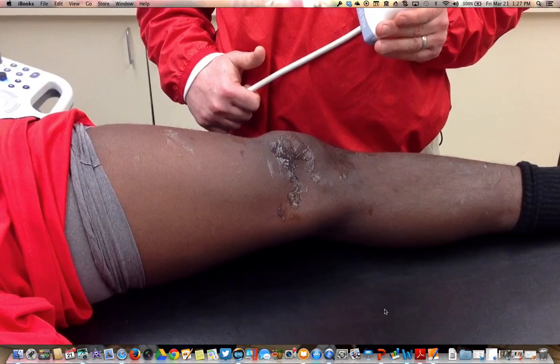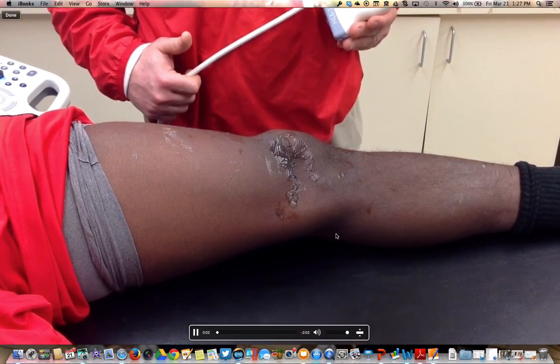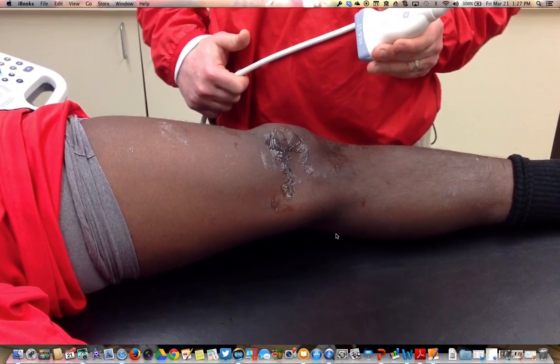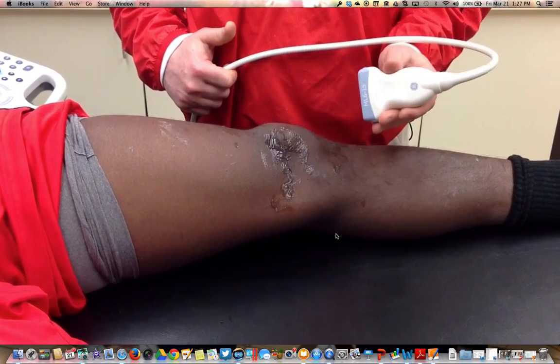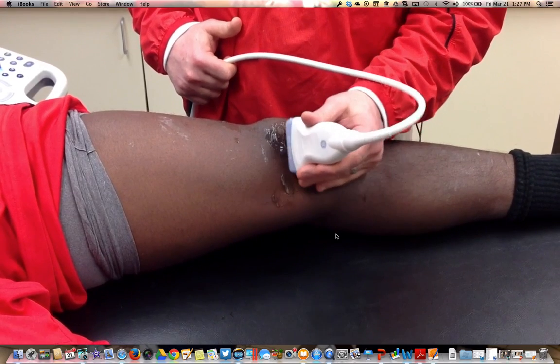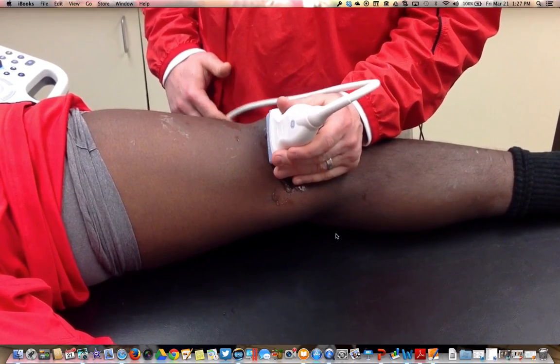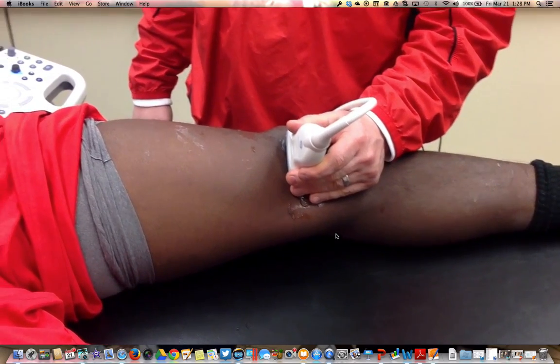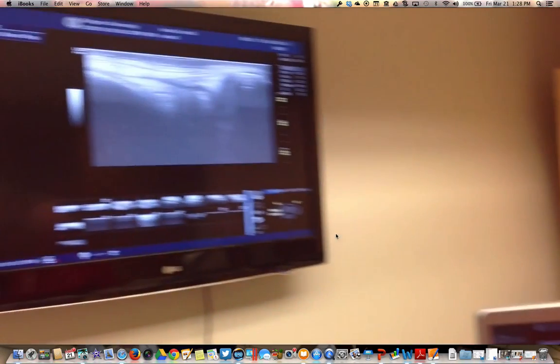Let's look at how to scan this area. Our next structure to visualize is the patella retinaculum. We're going to start by looking at the medial retinaculum by placing our probe in this direction directly over the patella and look for the medial retinaculum sitting up top.